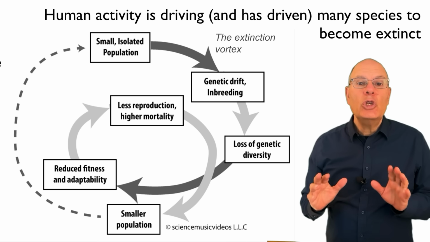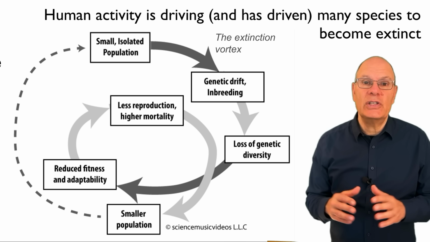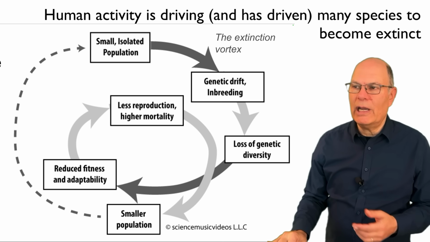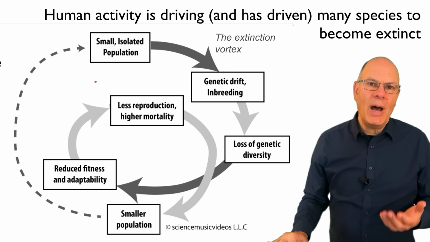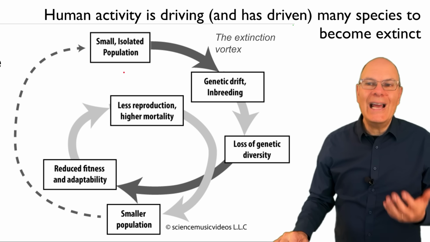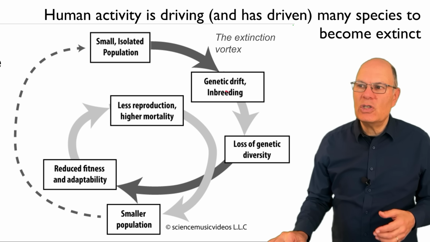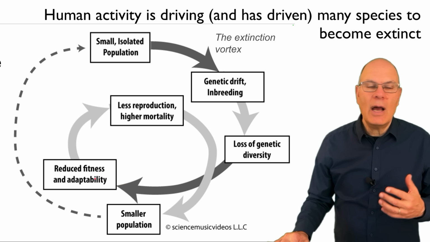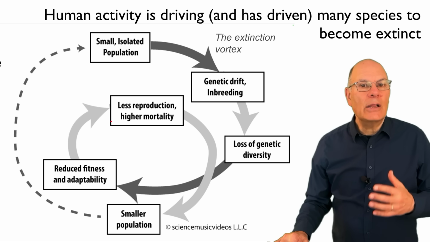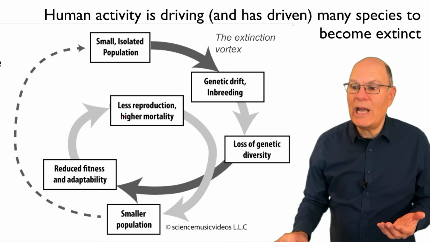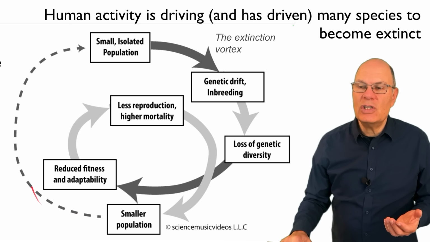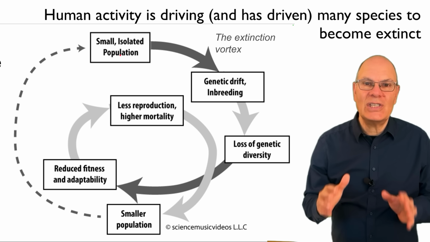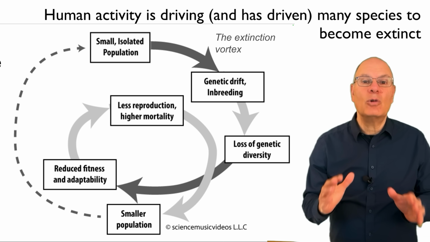Ecosystem disruption. Humans are causing biodiversity losses around the planet. What we're doing is we're sending many species to the brink, down the extinction vortex, by changes that are creating small, isolated populations. Those populations are subject to genetic drift and inbreeding. They lose genetic diversity. They become less fit, less adaptable, that lowers their reproduction rate, that increases their mortality rate, that leads to smaller populations, and so the cycle goes. This is a positive feedback loop or a vicious cycle that's occurring around the planet right now.